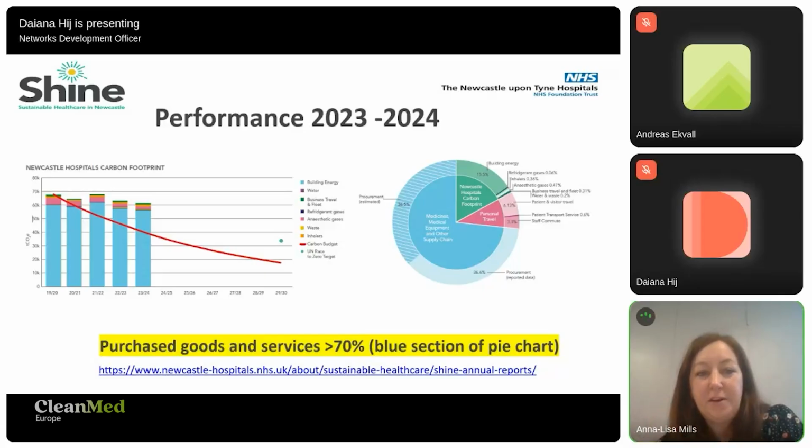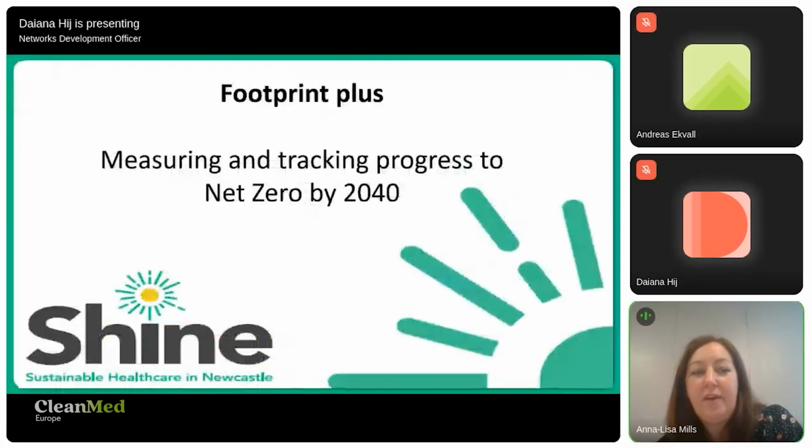But as the pie chart on the right-hand side shows, the pale blue here is our purchased goods and services, which is over 70%. The green wedge is the building energy, which is the blue bars on the left-hand side. So to focus on the purchased goods and services, which is the next slide, we have a target to hit net zero by 2040. That's 5 years earlier than the default NHS goal. And in order to do that, we cannot do that alone. We can only do that if our supplier base also work towards a 2040 target.